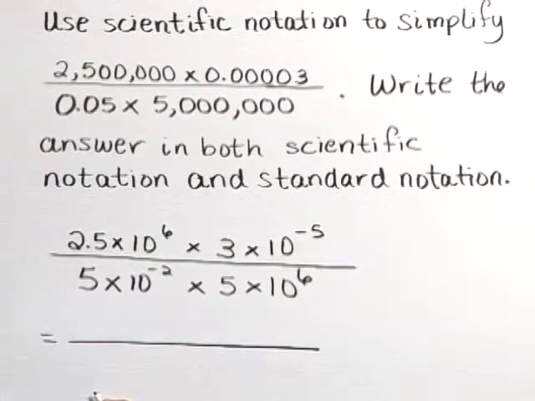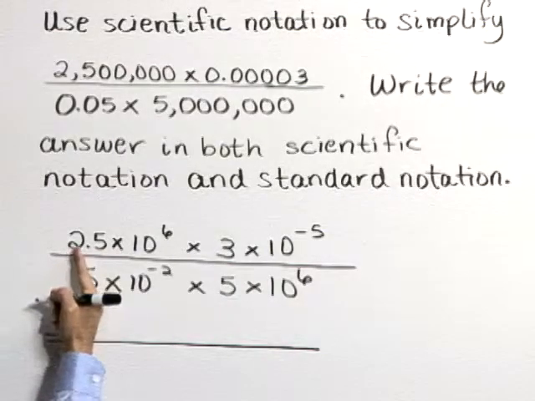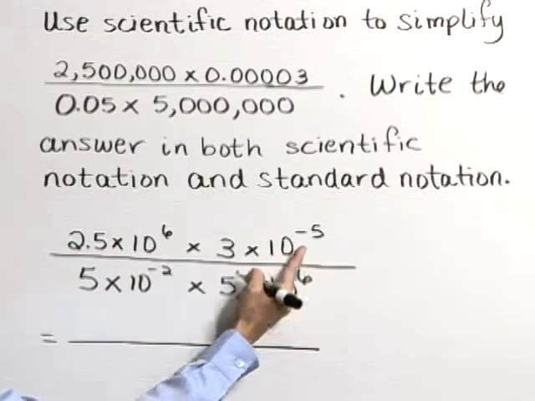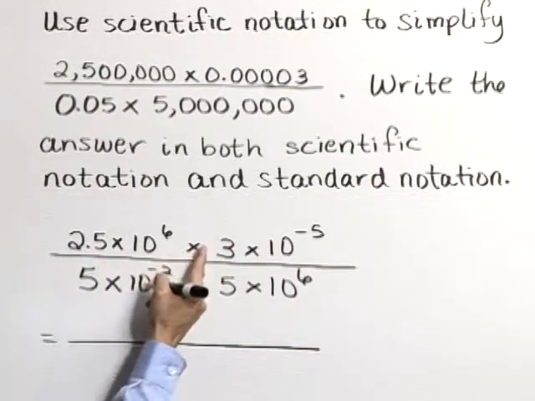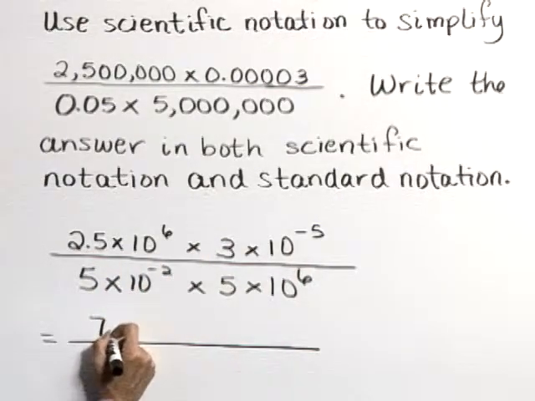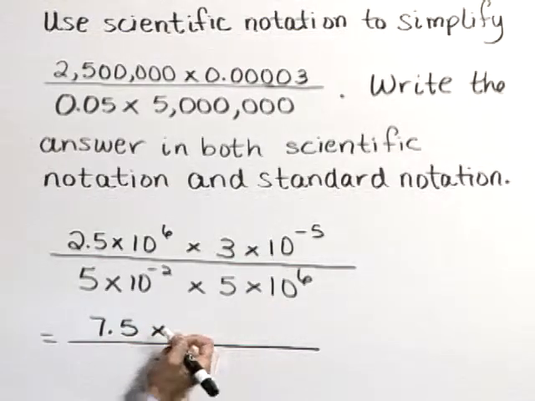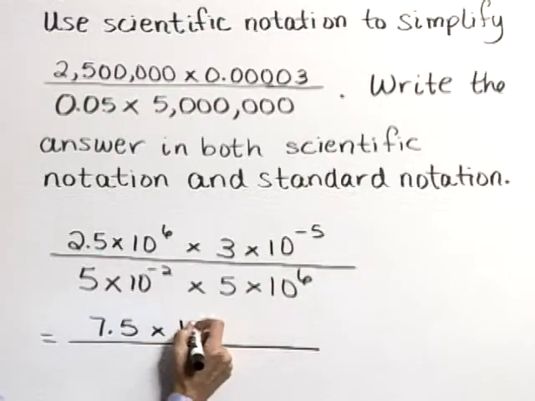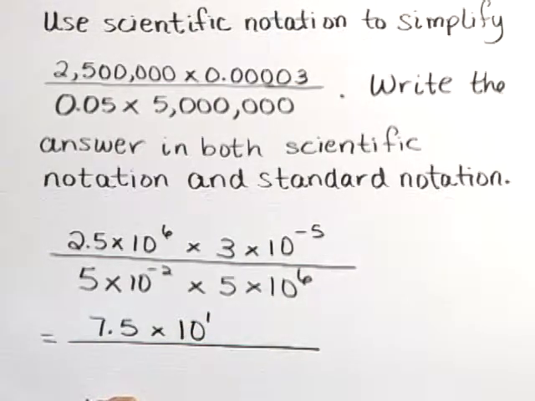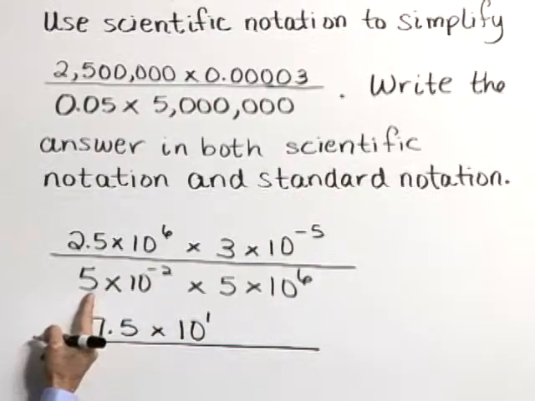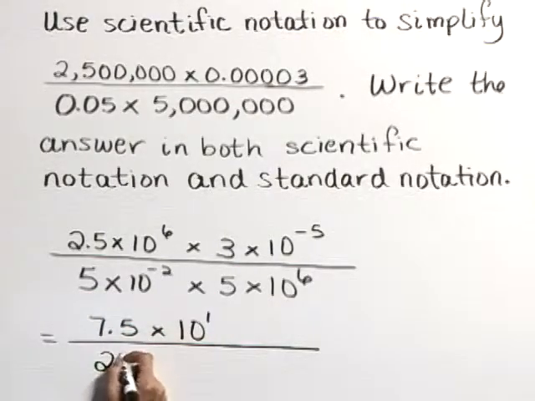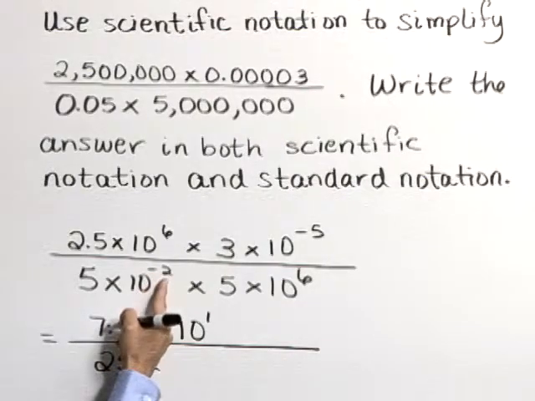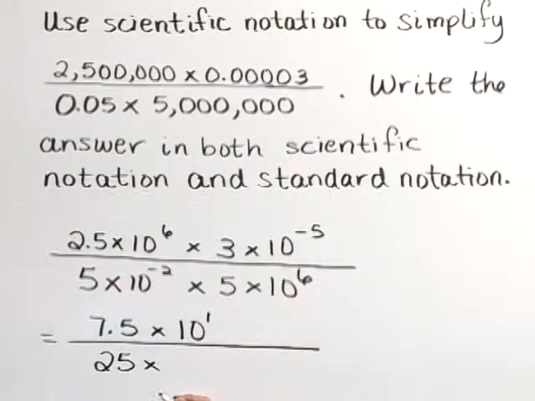Now let's begin to multiply. We can multiply these factors in any order that we choose. So let's start with the 2.5 times 3, which is 7.5. 10 to the 6th times 10 to the 5th, adding exponents, is 10 to the 1st power. In the denominator, 5 times 5 is 25 times 10 to the negative 2 times 10 to the 6th, adding exponents, is 10 to the 4th.